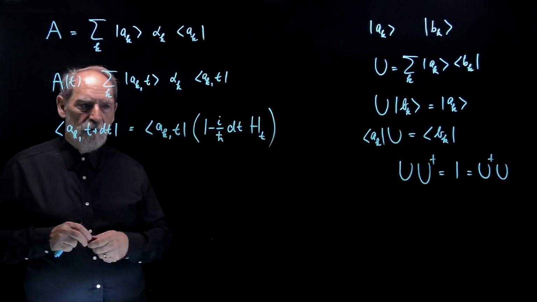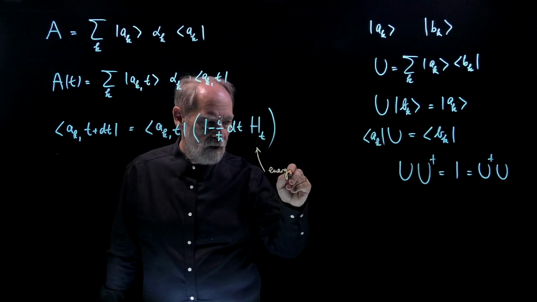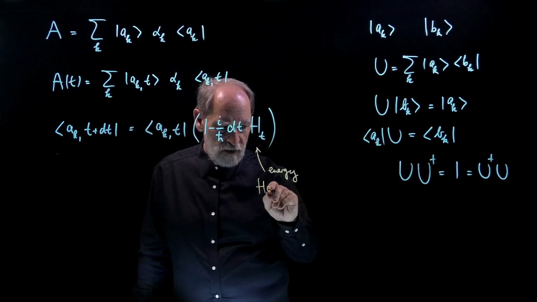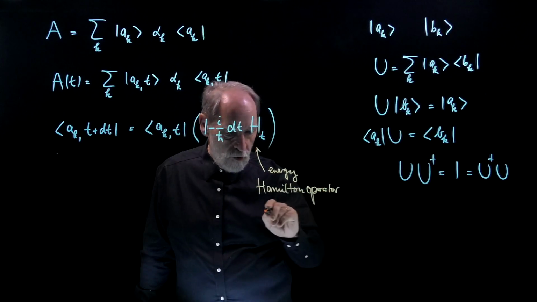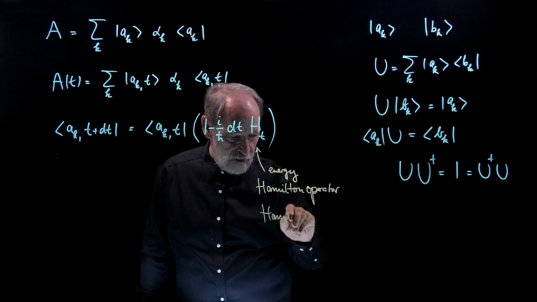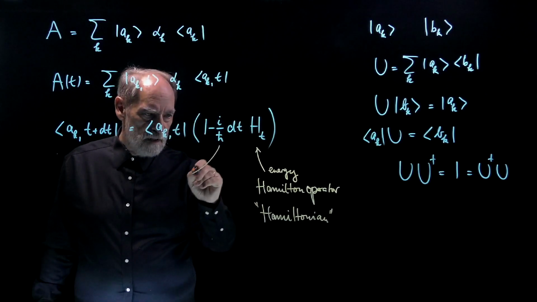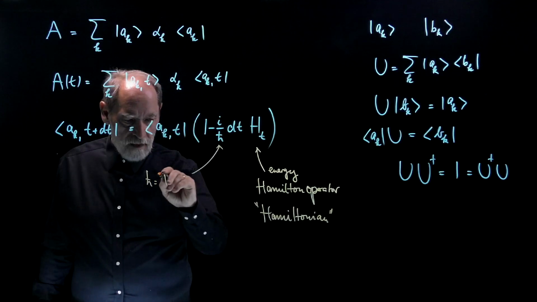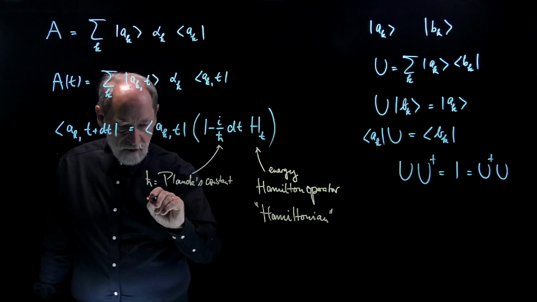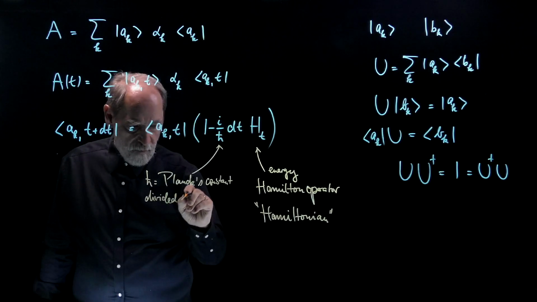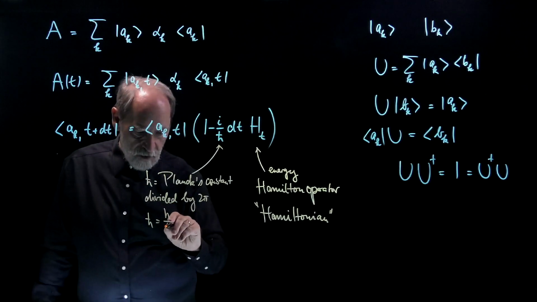Let me say a few words about this before we proceed. This operator here is the energy of the system. Now it's an operator. It goes with the name of Hamilton operator. Or, as some people prefer to call it, the Hamiltonian. The h bar that appears here is Planck's constant divided by 2 pi. So h bar is Planck's constant, for which we usually write h, divided by 2 pi.